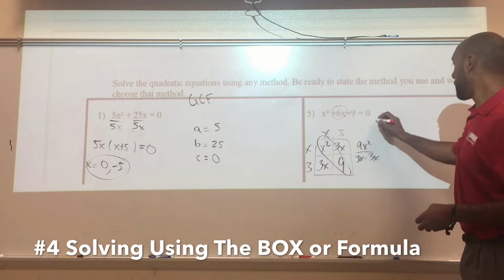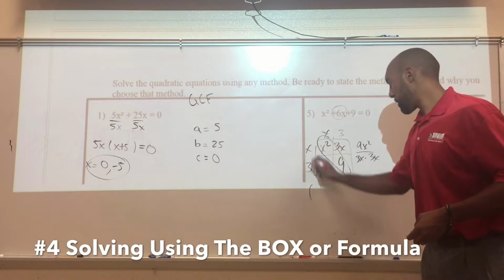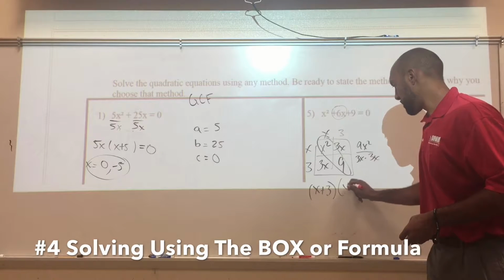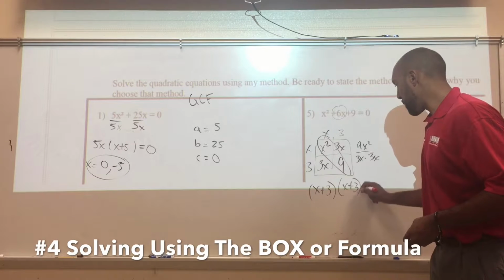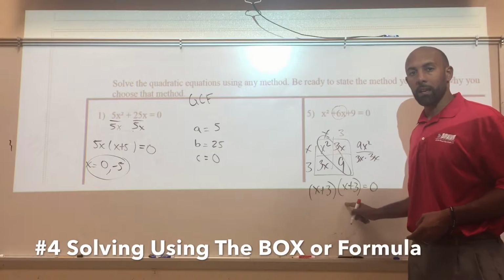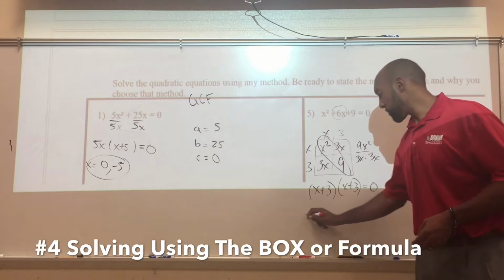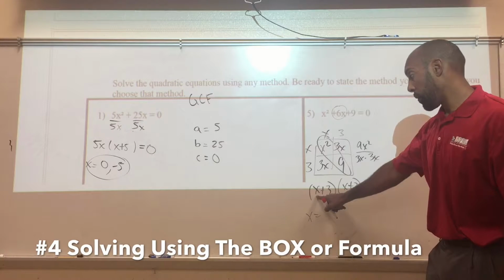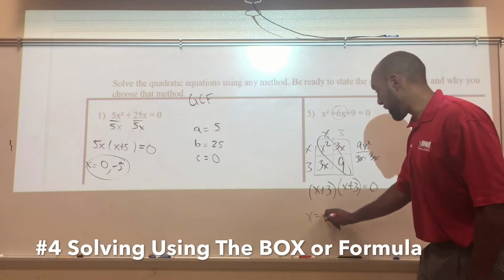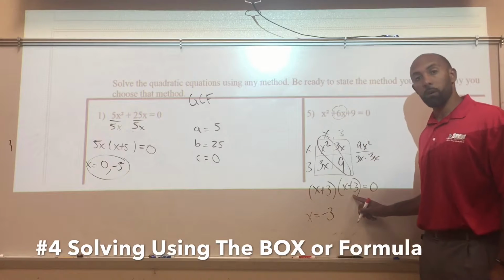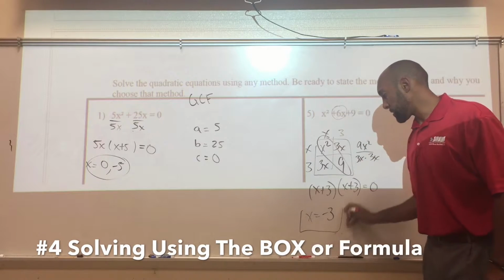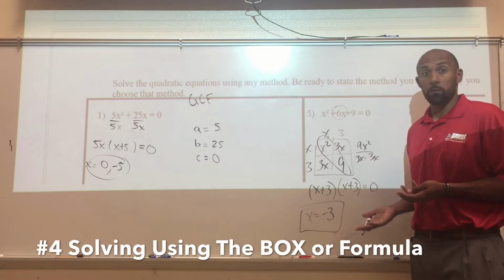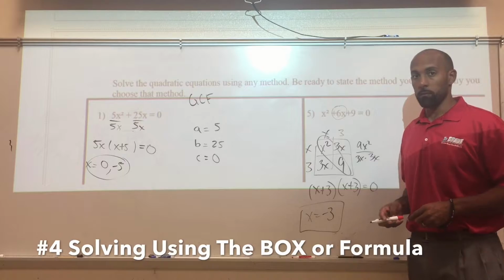So now my factors are going to be x plus 3 times x plus 3. And if you notice, these factors are the exact same. So the number I derive from that is going to be the same. So I'm going to get what number plus 3 is 0? Negative 3. And if I do it here, I also get the same answer. So I only need to write it once. You don't need to write the same number twice. So here's a case where you have only one real solution.